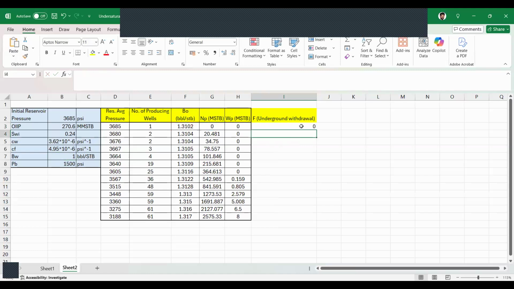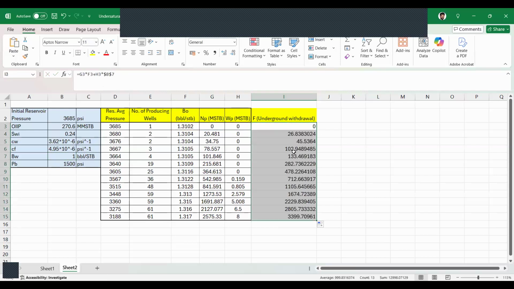Okay, so it is now 0. And I need to fix F3 and B7, because F3 is not constant, it's changing with pressure, but B7 is constant. Let me add a dollar sign, and let me just drag them. So I get these as my underground withdrawals.